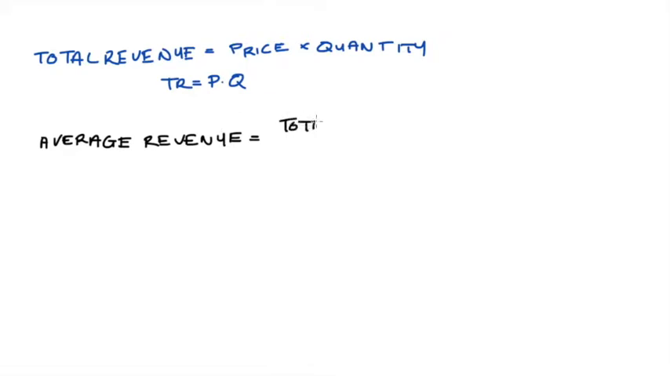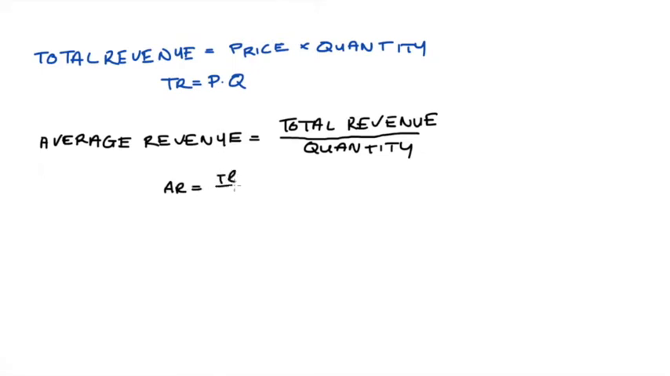Average revenue is just going to be the average revenue per unit sold. So it's just going to be our total revenue divided by Q. And actually in this case, because total revenue is equal to P times Q, the Q's just cancel out and we can see that our average revenue is just equal to the price.